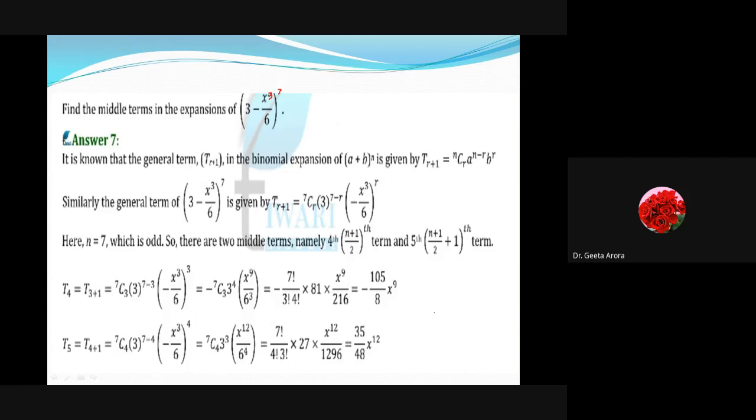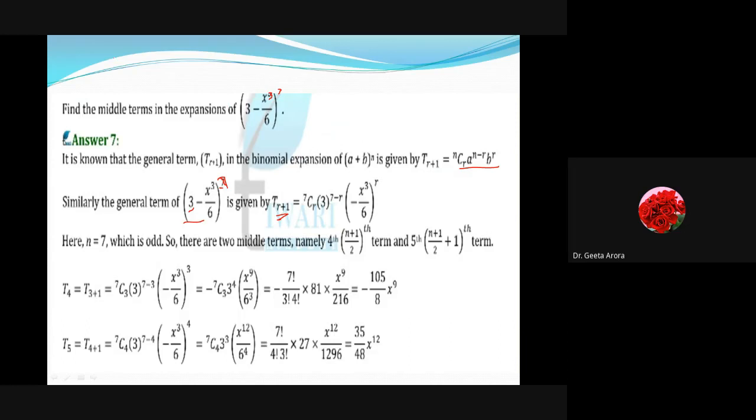And how to write a general term: if we have this expression 3 minus x cube by 6 raised to power 7, then the general term T(r+1) can be written as nCr. Our n value is 7, so it is nCr x raised to power n minus r, that we have learned. Here, for x plus y, we can take x raised to power n minus r and y raised to power r. If you just observe, this is what we are getting as a general term. So here we have written the general term for this given expression.